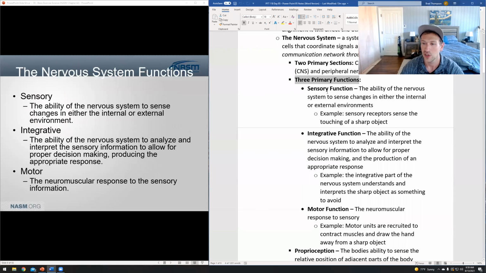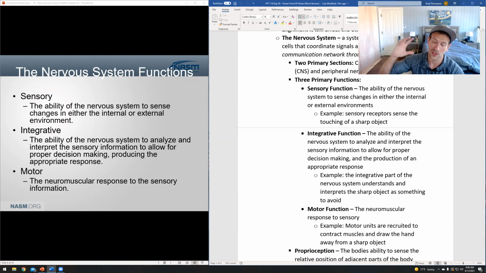So sensory function is our nervous system's ability to sense changes in that internal and that external environment. So sensory receptors might sense that you're touching a really sharp object. That's a really good example. Or if you go pick up a 10-pound barbell, a little light barbell, and you're maybe doing just bicep curls or something, sensory function is going to say, all right, this is how much this weighs. This is how much muscle we're going to need to recruit. And so sensory information is just gathering info.